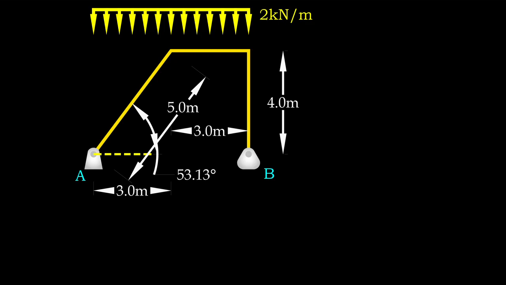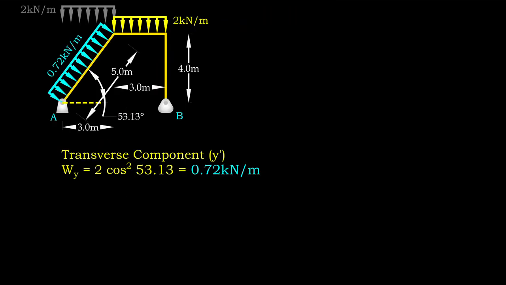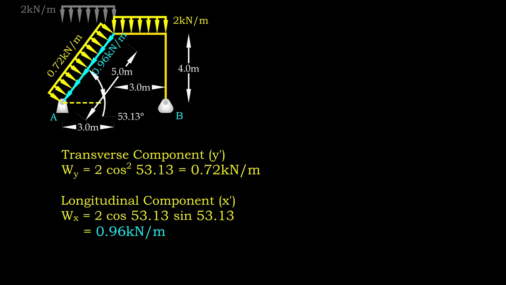First, let's determine the support reaction using equilibrium equations. We may first resolve the loading in inclined member into transverse and longitudinal components. 2 kN per meter of loading is resolved into 0.72 kN per meter along local y-axis and 0.96 kN per meter along local x-axis. By taking moment about point A, we can determine the reaction at B.